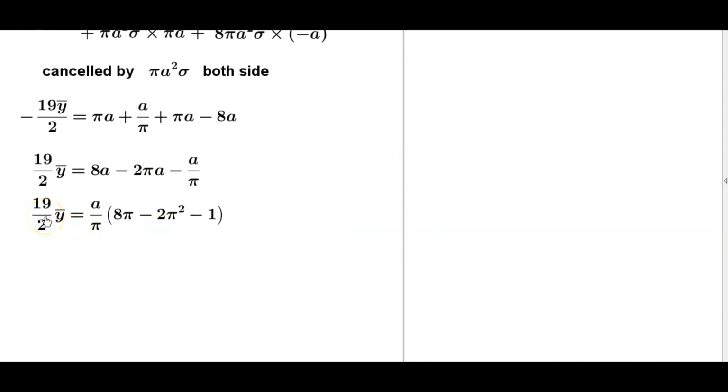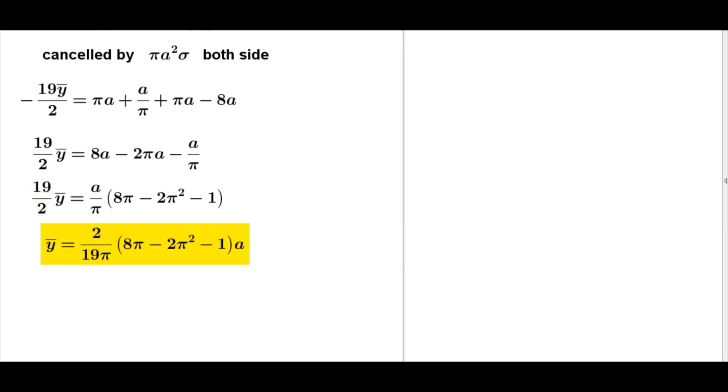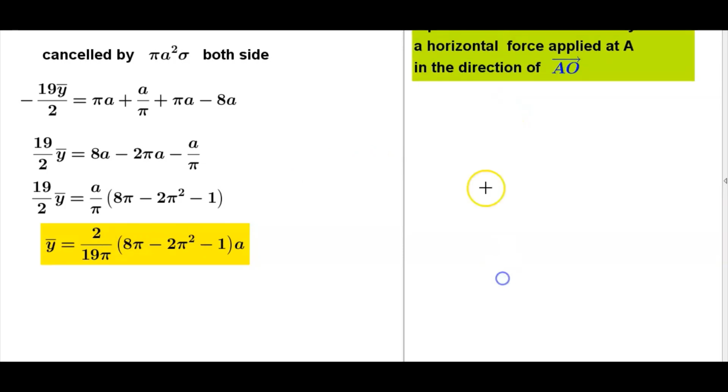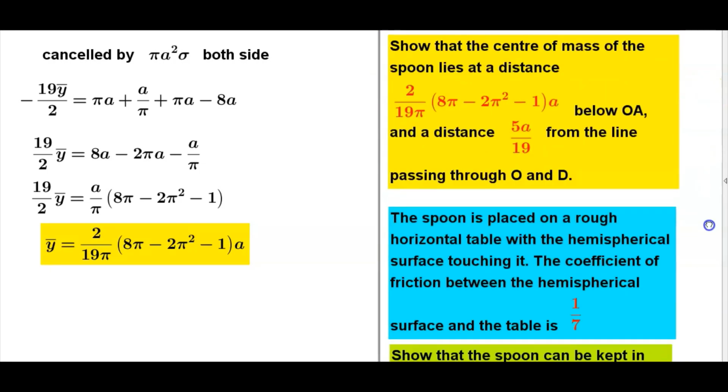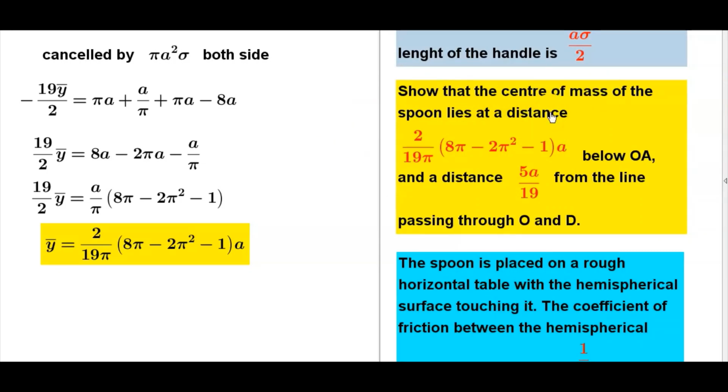Therefore 19 by 2 into y bar is equal to a over pi, the common factor. Therefore within brackets 8 pi minus 2 pi squared minus 1. Therefore y bar is 2 over 19 pi within brackets 8 pi minus 2 pi squared minus 1 into a. That is one. Show that the center of the spoon lies at a distance 2 over 19 pi.